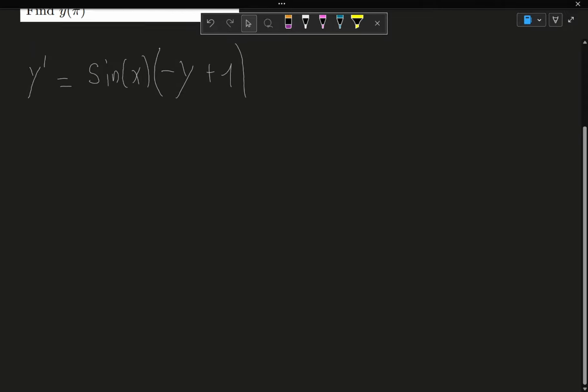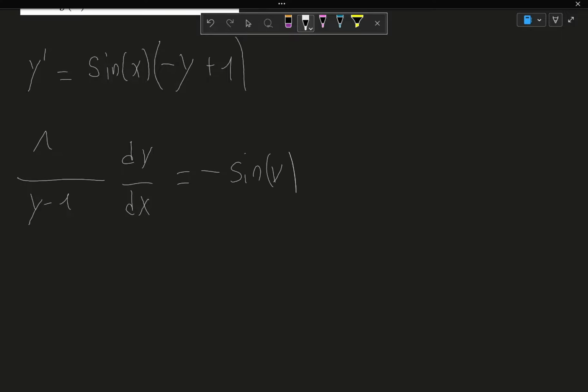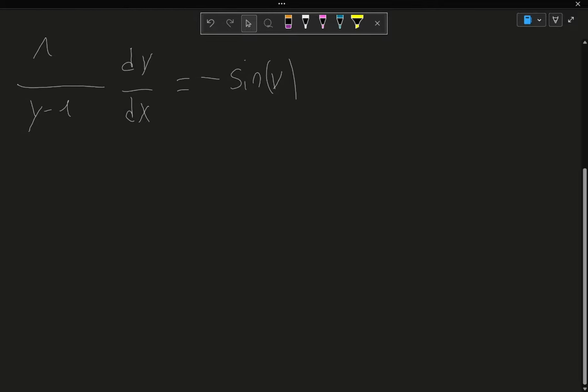So what do we do? We divide everything on this side to the other side, and rewrite our y prime as dy over dx. So let's just do it. We have 1 divided by y minus 1 dy over dx is equal to minus sine of x. Note that right here at the top I just pulled out the minus 1, so we have minus sine, and this right here is a y minus 1. It's up to you how you want to solve it, but I just prefer this way.